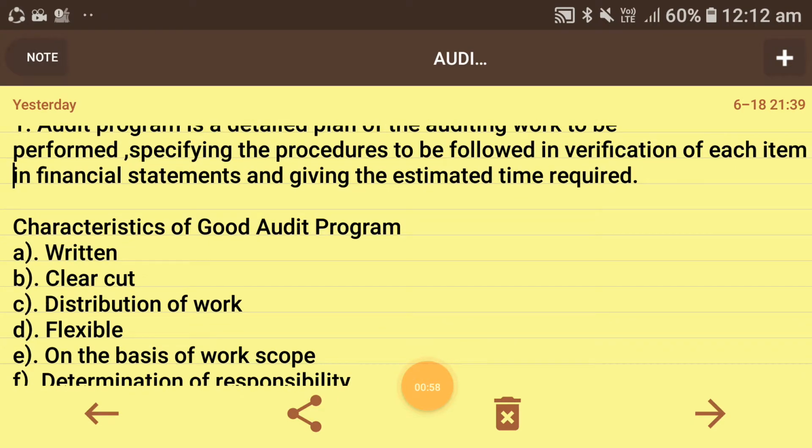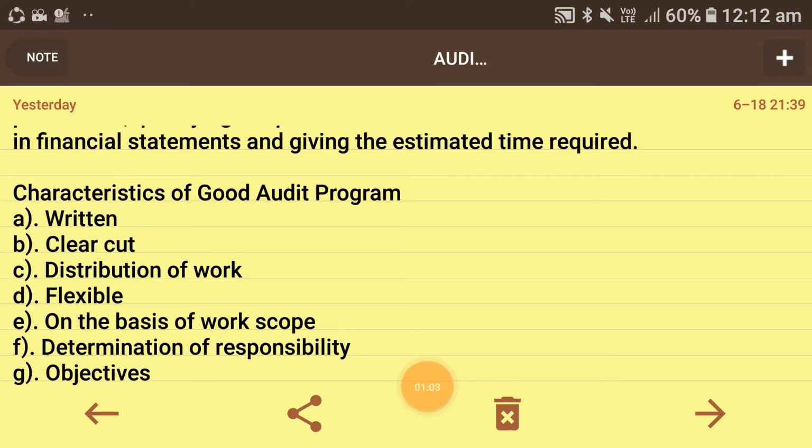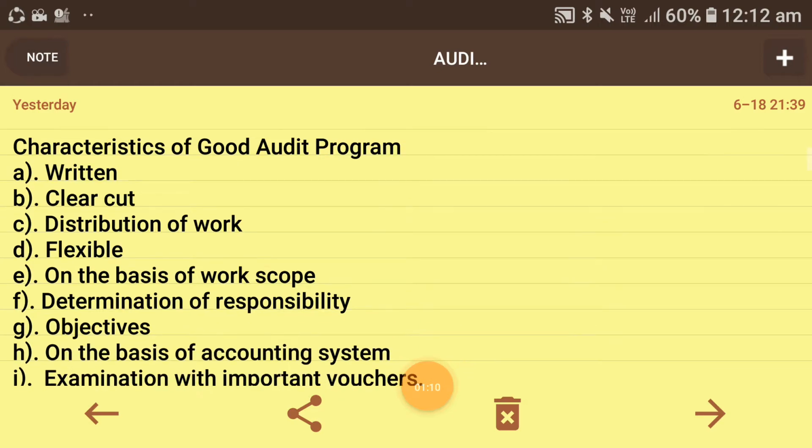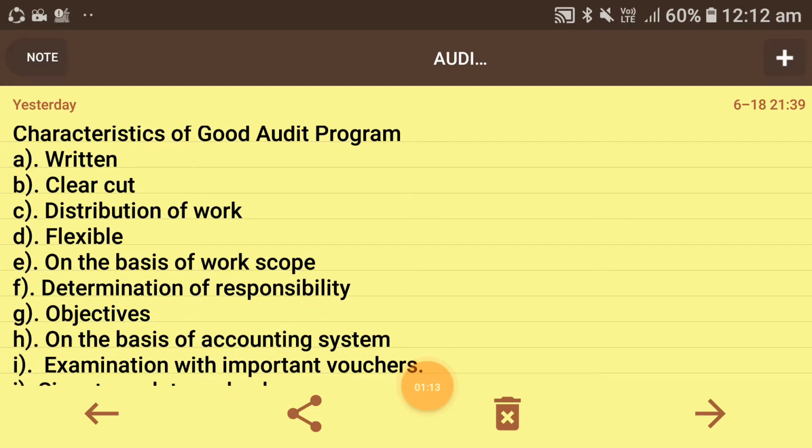Now if I talk about its characteristics, first is written. A full audit program should be in written form. Next is clear cut. Clear cut instructions should be provided in the audit program, that is, what you have to perform and what you have to do during the auditing work. Next is distribution of work. All the persons' work should be clearly defined in an audit program, that is, what they have to do regarding each and every kind of book prepared by the company. So all the persons should be clearly defined, that is, what the individuals have to perform after starting the work of an audit.